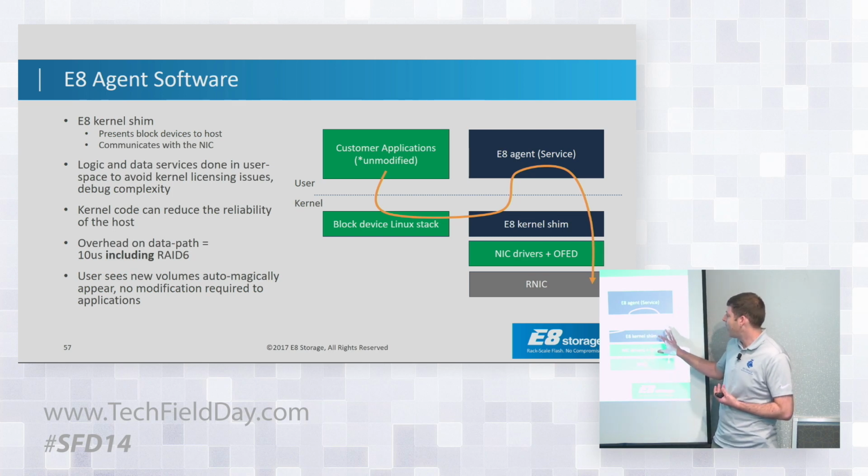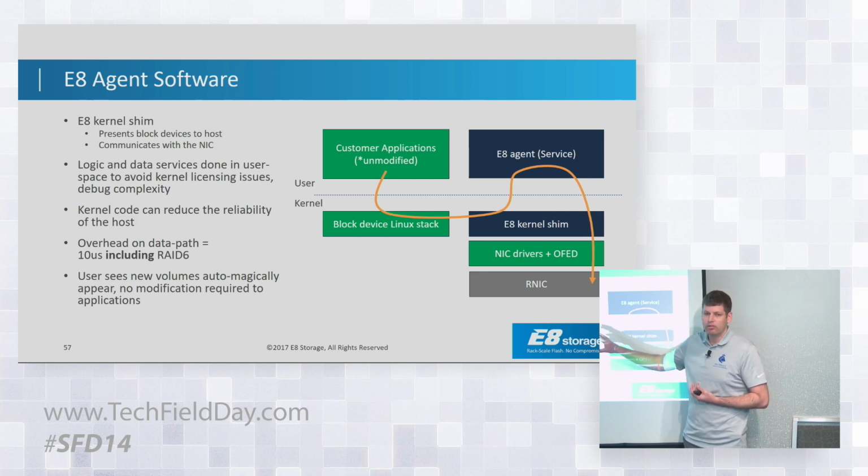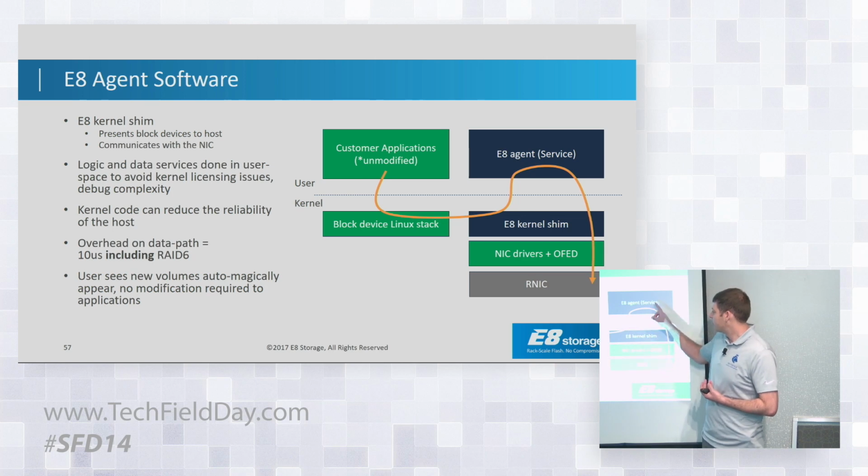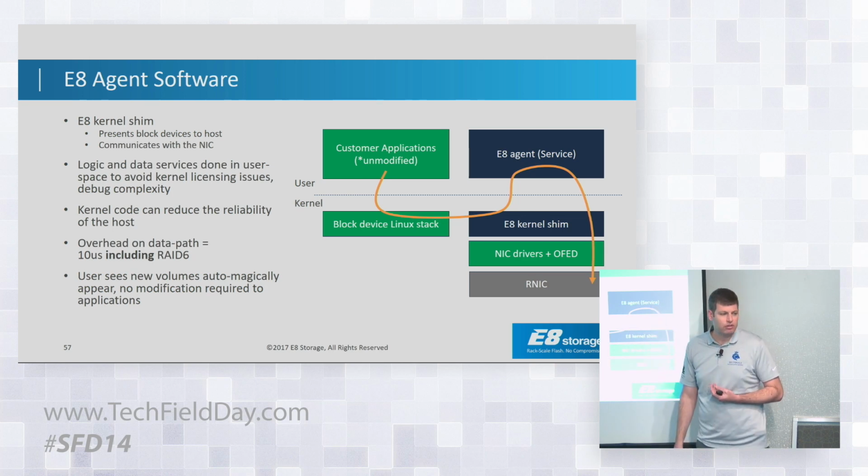The kernel shim driver basically has three interfaces. One, it hooks to the block device. The other, it talks to the service. And the third, it shoots things down to the network.